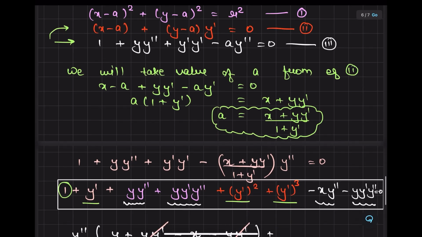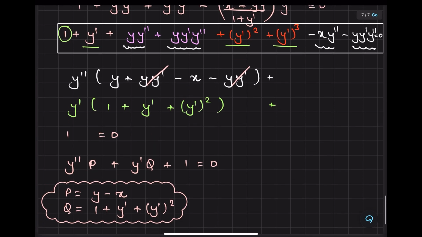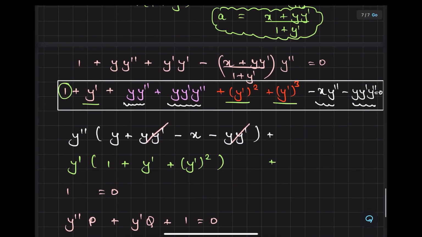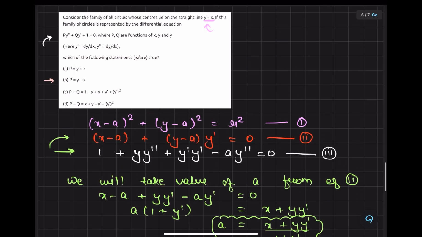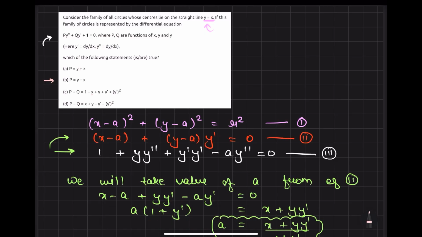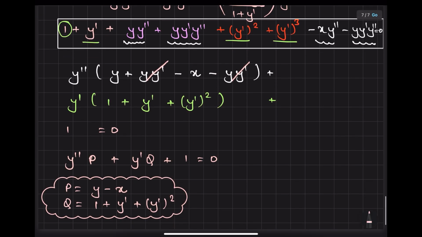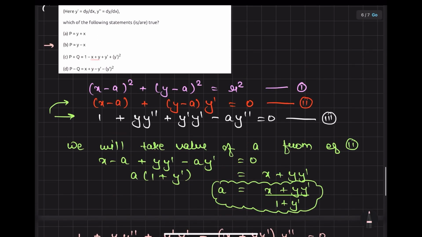So look at here. If you focus on p plus q, p plus q will have all 5 terms. Nothing will vanish. Okay? Y minus x is there. And then we have y dash square and 1, y dash square and 1. This option C is also correct.